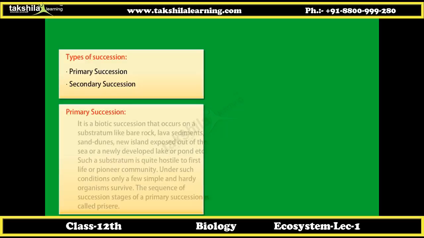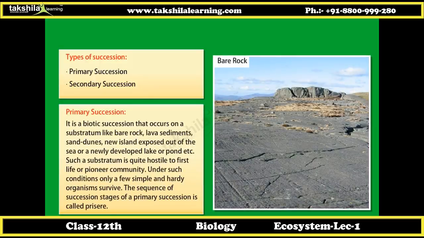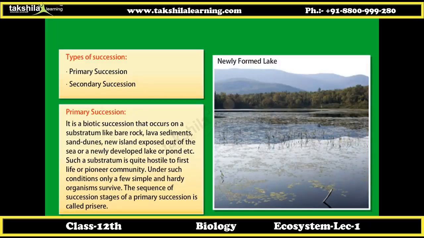Primary succession. It is a biotic succession that occurs on a substratum like bare rock, lava sediments, sand dunes, a new island exposed out of the sea, or a newly developed lake or pond, etc. Such a substratum is quite hostile to first life or the pioneer community. Under such conditions, only a few simple and hardy organisms survive. The sequence of succession stages of a primary succession is called a prisere.